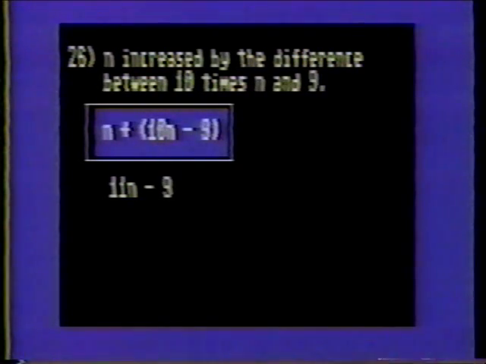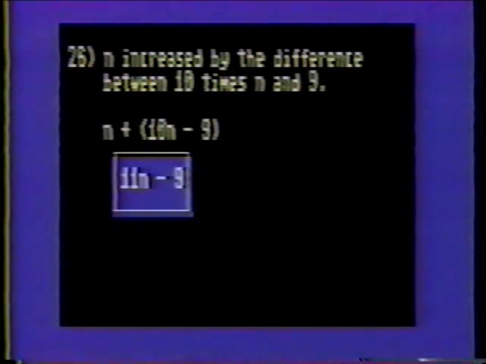Number 26. N increased by the difference between 10 times n and 9. There are 3 operations to be performed in this problem. Note the 3 key phrases: times, difference between, increased by. Let's begin by multiplying n by 10. Next, subtract 9 from 10 times n. Finally, add n to 10 times n minus 9.